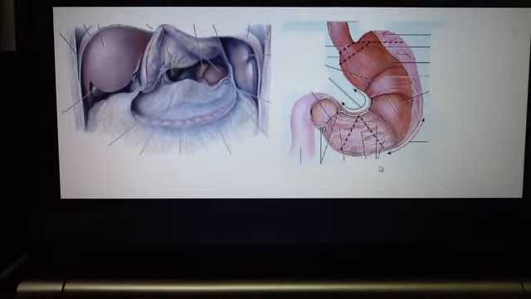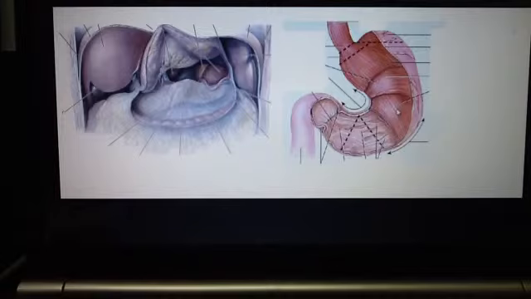Okay, now let's think about the layers of muscle in the stomach. There are three layers. There is the outer longitudinal layer, the inner circular layer, and the innermost oblique layer.